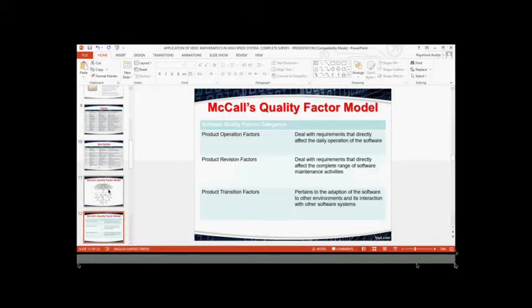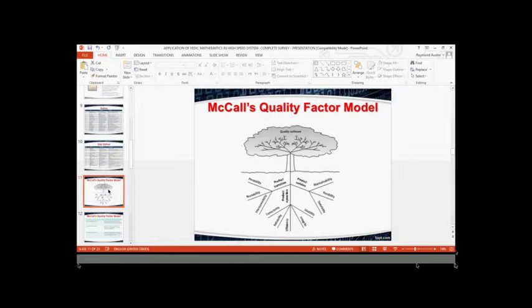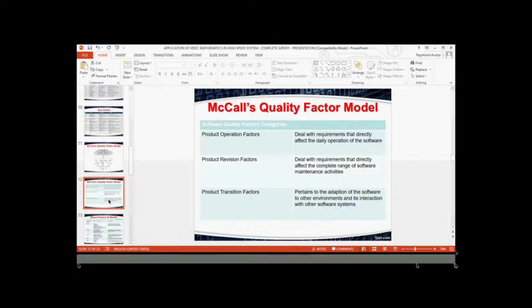This is a must-have document, since when you draw up the requirements for software, you can't incorporate all these 11 quality factors, so you make a compromise, based on their importance. They are arranged according to the importance the software should achieve in order to gain maximum customer satisfaction. Of the three software quality categories, the most important is product operation, which deals with the requirements that directly affect the daily operation of the software. Product revision deals with the requirements that apply to the complete range of maintenance activities. And the transition factors cover whether the original software can be adapted to other environments or interactions.